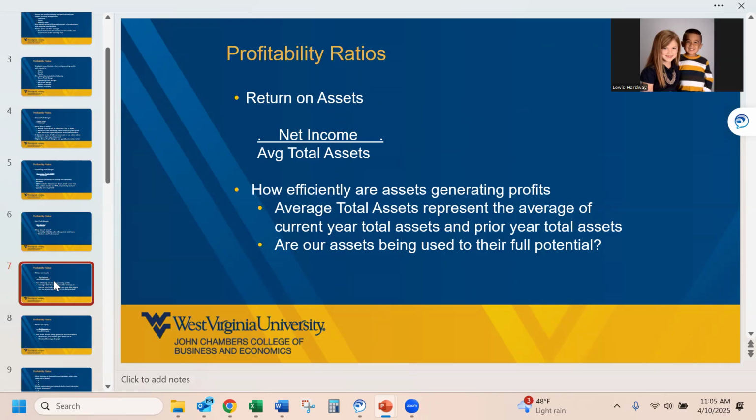And that's going to include our fixed assets. Of course, things like inventory are already baked into that. But whenever we look at it holistically, at every component of the assets of the firm, we can see how all those things combined are driving net income and the return that comes back to the company every year. So, average total assets, the average of the whole year. Are our assets being used to their full potential, basically?